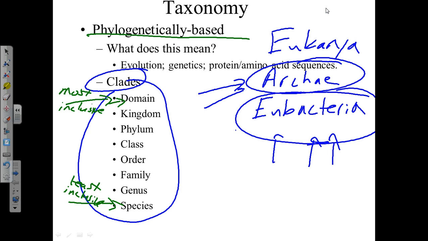Scientists would argue that these guys right here are sort of the missing link between what? Yeah, between prokaryotes and eukaryotes. Because they have some characteristics that are like bacteria. They have some cellular characteristics that are way more like eukarya. So they have characteristics of both.